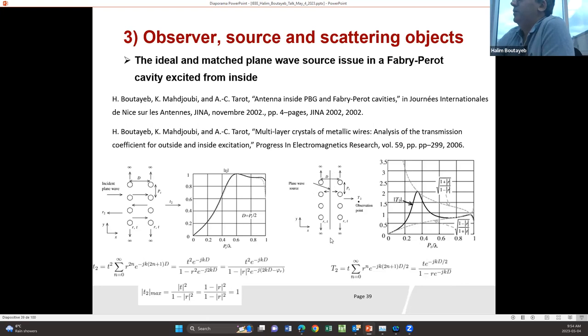And this is simply due to the fact that this plane wave source is ideal. If we consider a matched plane wave source, we will not have this amplification. If we use a plane wave source with another input impedance, then we can analyze the power transmitted, but we have to normalize by the power available from the source. So this analysis has been presented in this work here.